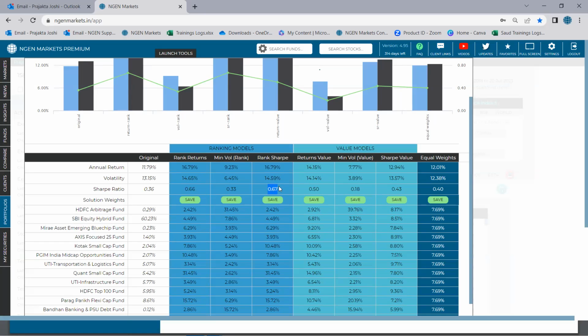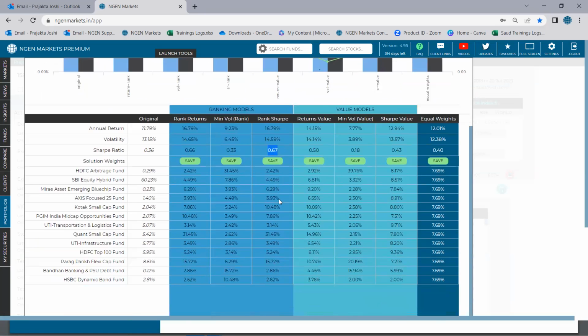And how did it achieve this? It achieved this by allocating the highest allocation to the particular fund which would have the highest Sharpe ratio among this entire universe. So as you can see, it is being allocated to the quant small cap fund. Of course, this will be more or less similar to the ranking returns model. But of course, as you can see, there are some deviations that will typically depend upon the risk versus return profiling of each of these funds.